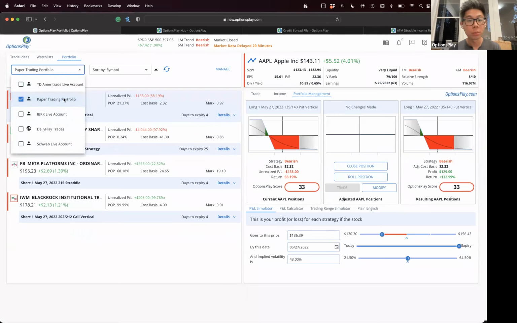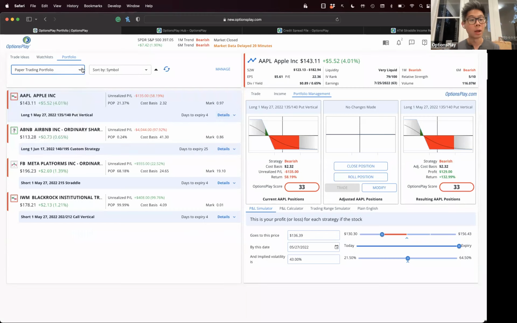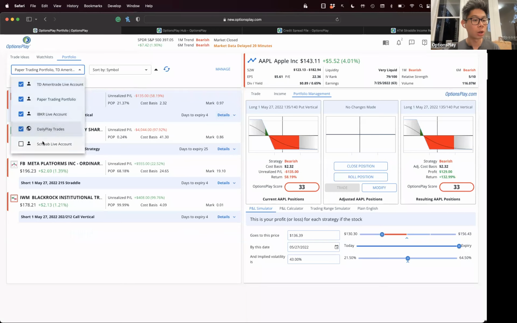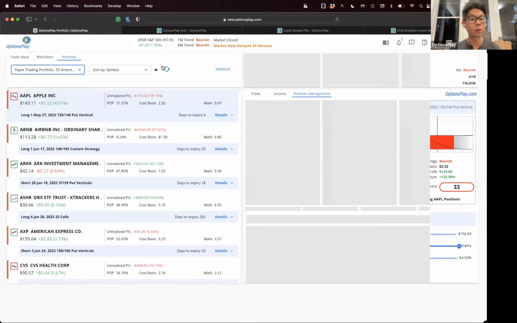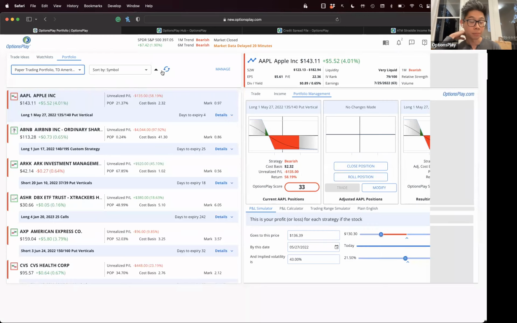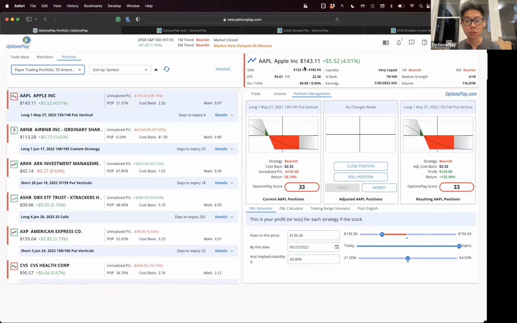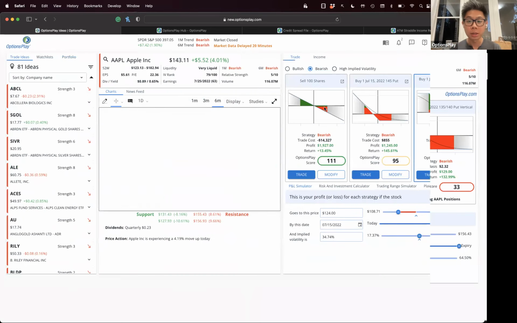So if you're managing multiple portfolios, I highly recommend that you set this up so that you have one place where you can view all of your portfolios in one screen. So for example, if you just want to look at all of your positions across all of your portfolios, you can do so. And every single time you place a trade, you simply click on the trade button here.